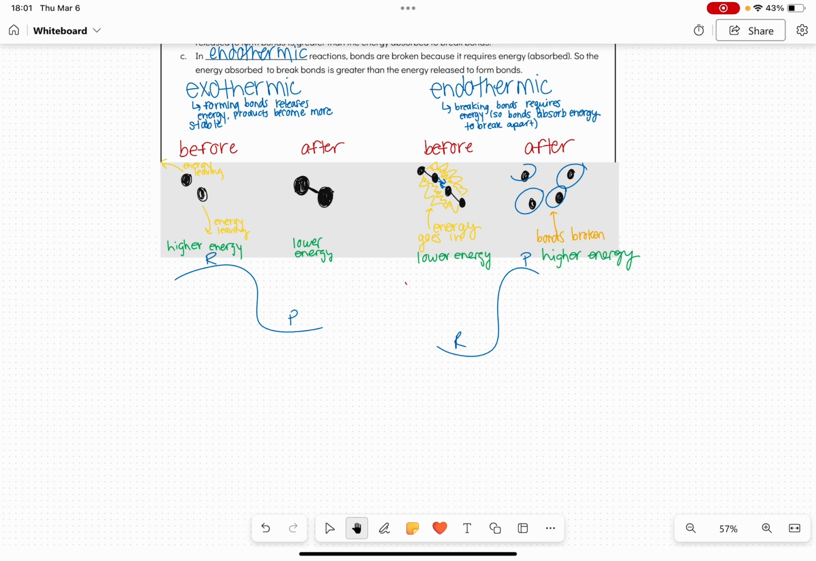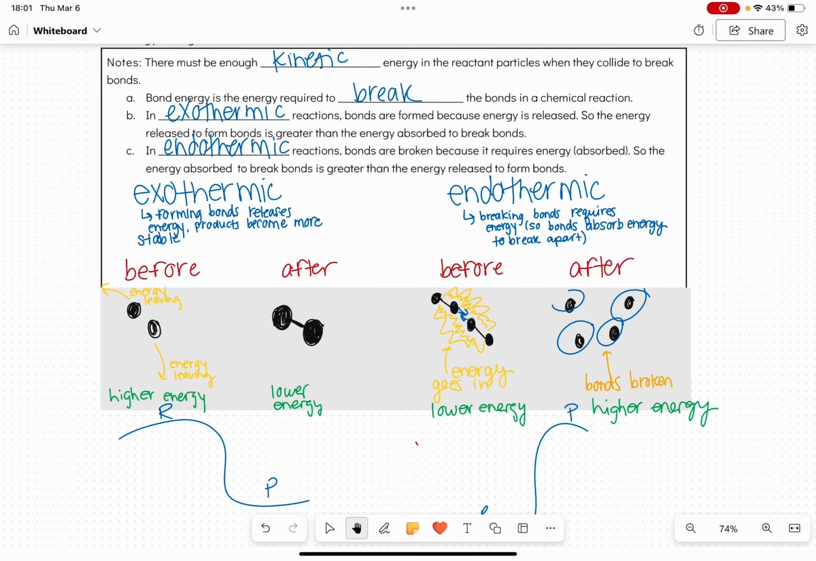Okay. I would copy these pictures down in any space that you have, or ask me for another piece of paper.